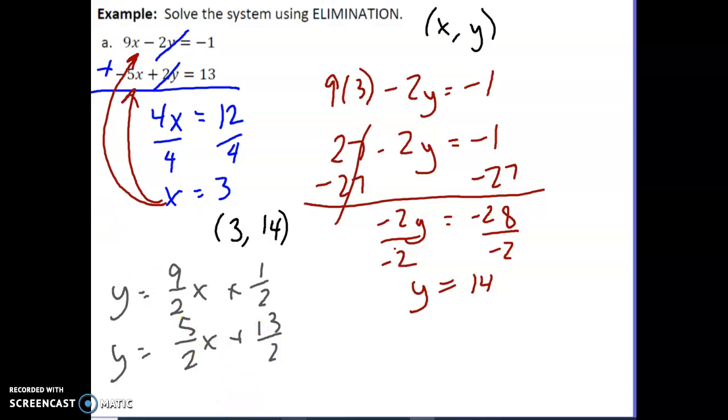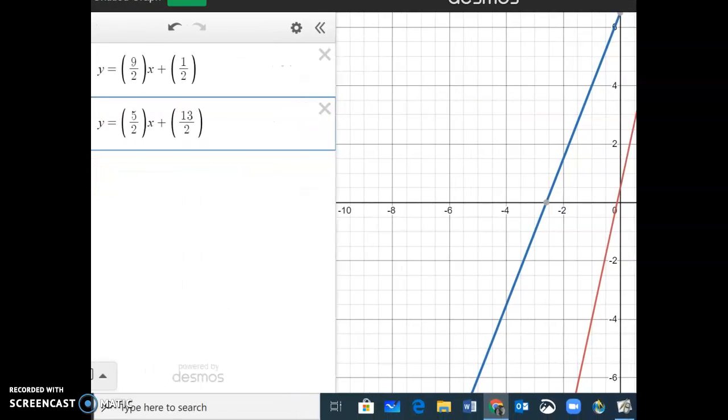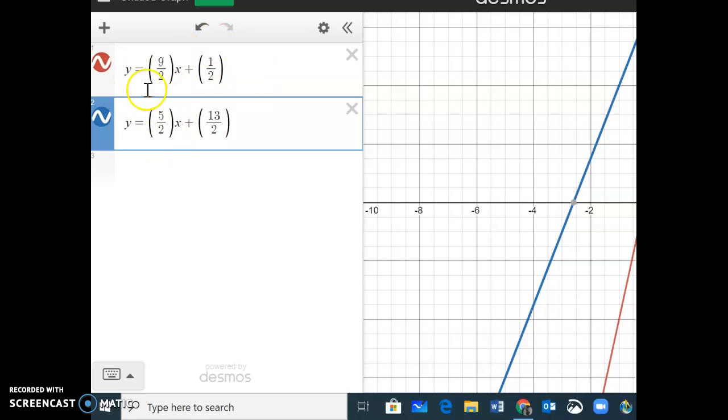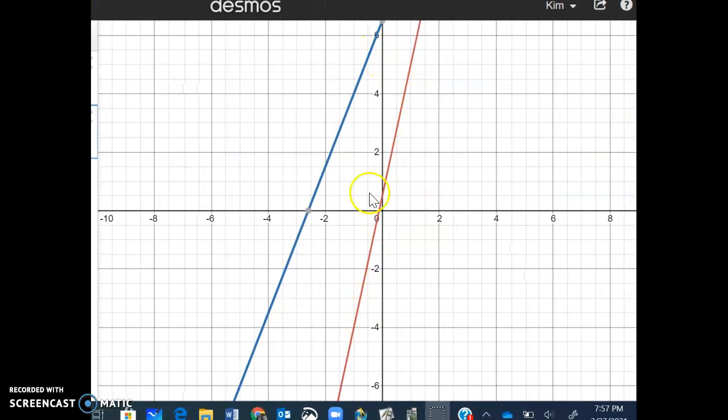Unfortunately, today my calculator is not working properly, so I'm going to do that in Desmos. And you can see that I've typed them both in just like I would have if this had been my calculator. And I've put the fractions in parentheses so that I don't have any order of operations difficulties. And what I have is this. So the red line is my top line, the blue line is my bottom line, and they are crossing somewhere off my screen. I'm not sure where.